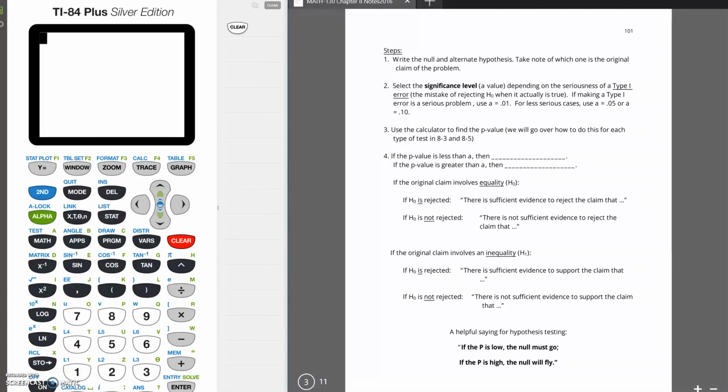Okay, we're now going to get into how we actually conduct a hypothesis test. So we're going to go through the steps and some information, and then we'll go through an example of a hypothesis test with a proportion. So here are our steps.